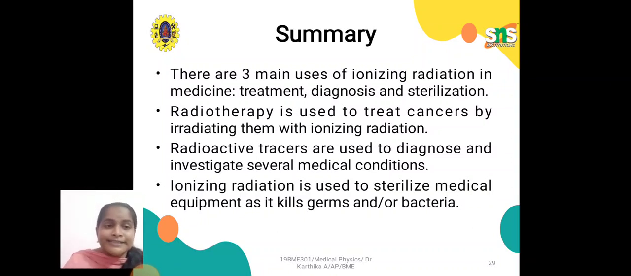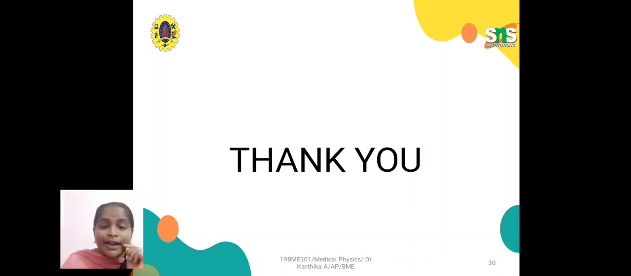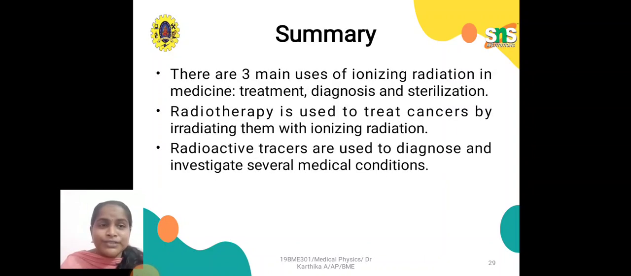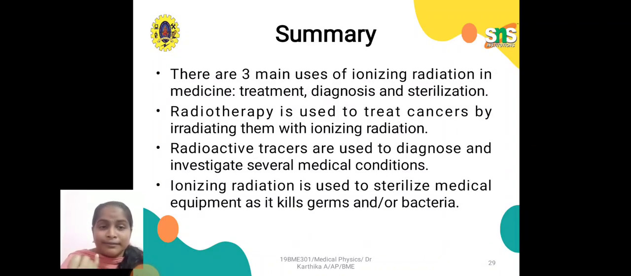So, in this case study, we have discussed ionizing radiation in medicine and why we prefer ionizing radiation in medicine, particularly for treating cancer and other big problems in the human body. In this, we have discussed ionizing radiation treatment, how to use ionizing radiation as tracers, and also discussed diagnosis and sterilization using radiation.